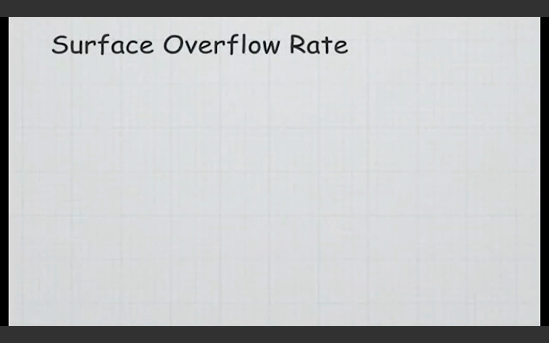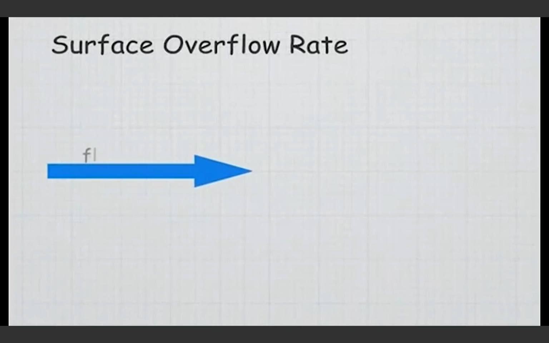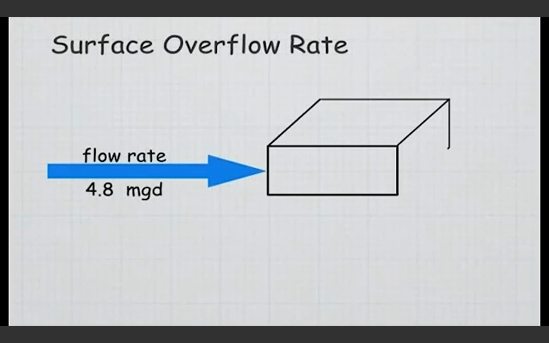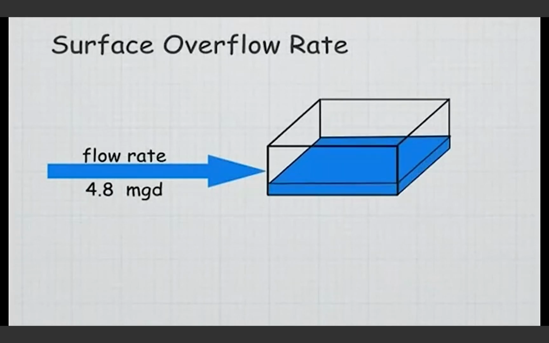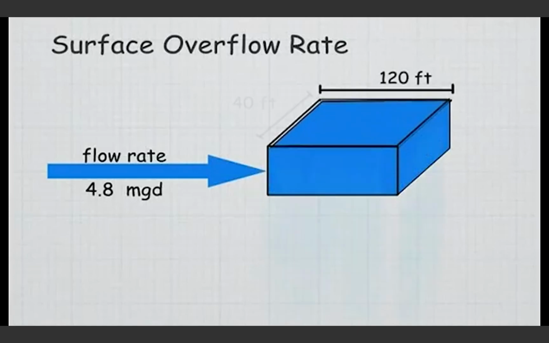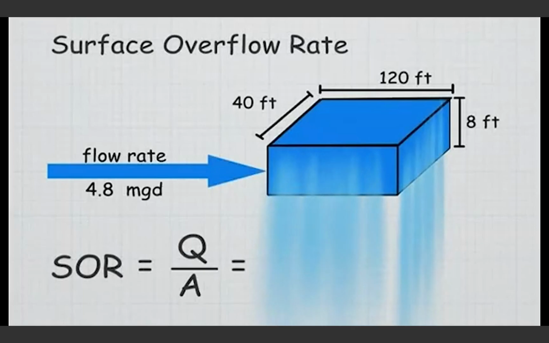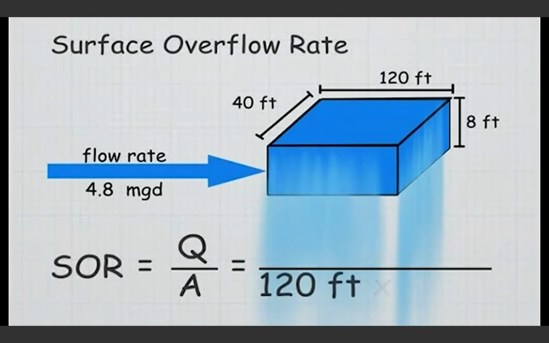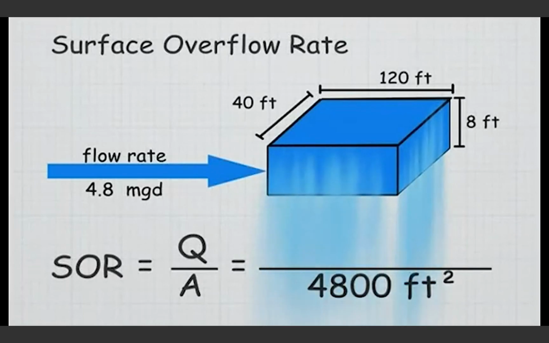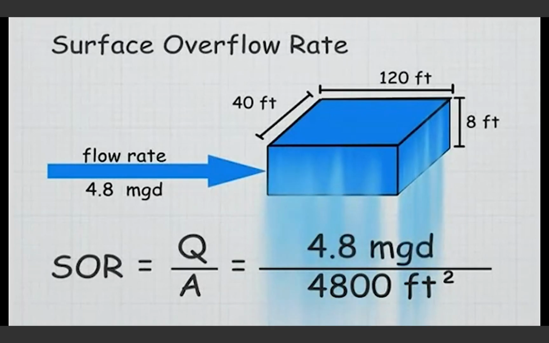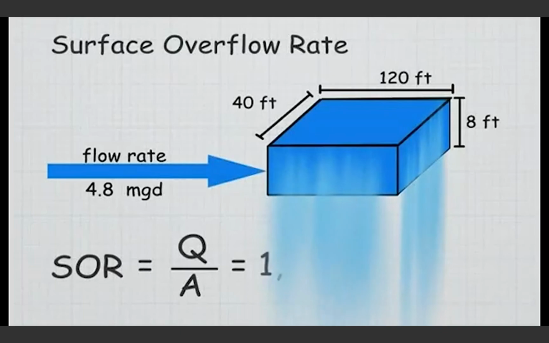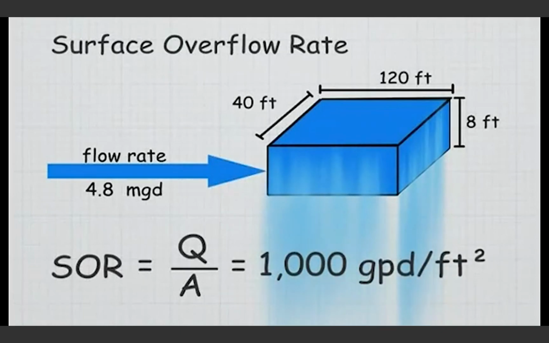Let's start with determining the surface overflow rate. A water treatment plant has a daily flow rate of 4.8 million gallons per day. The rectangular sedimentation basin is 120 feet long, 40 feet wide, and 8 feet deep. What is the surface overflow rate in gallons per day per square foot? The surface area is 120 feet by 40 feet, which equals 4,800 square feet. 4.8 million gallons per day divided by 4,800 is 1,000 gallons per day per square foot.